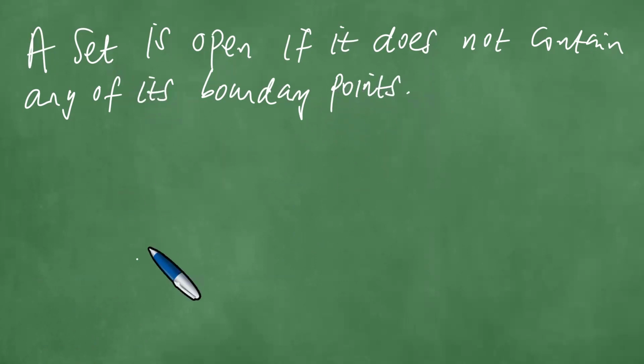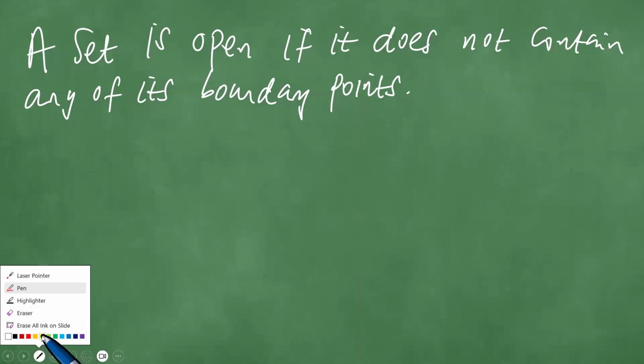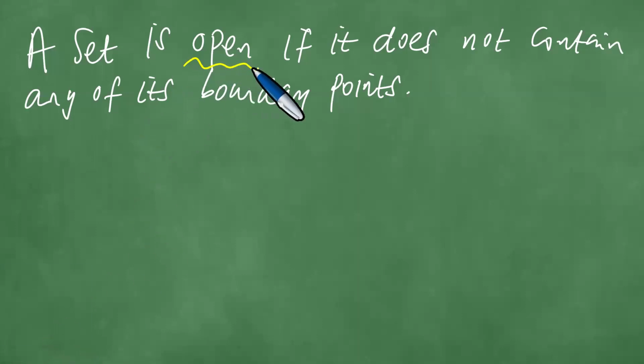So a set is open. Okay, we are defining an open set. What is an open set? So a set is open if it does not contain any of its boundary points. Okay, so what is an open set? It's basically any set that does not contain any of its boundary points. That set is said to be open.